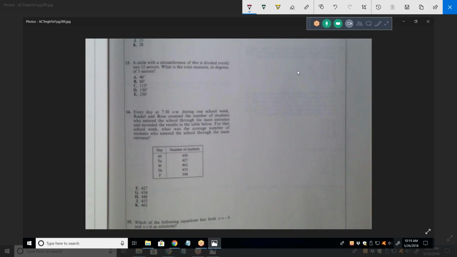All right, number 14. What are we going to do here? Find the average, basically. You know how to do that. We won't go through that. Notice another piece of irrelevant information. 730. I don't know how you'd incorporate that. You don't. It's strictly meant to throw you off. They could have said every day. They could have left that off and said every day during one school week would have been exactly the same problem, only easier.